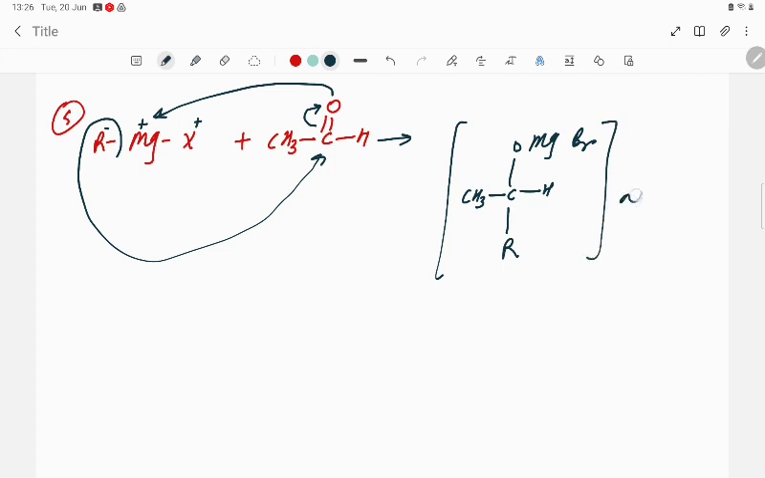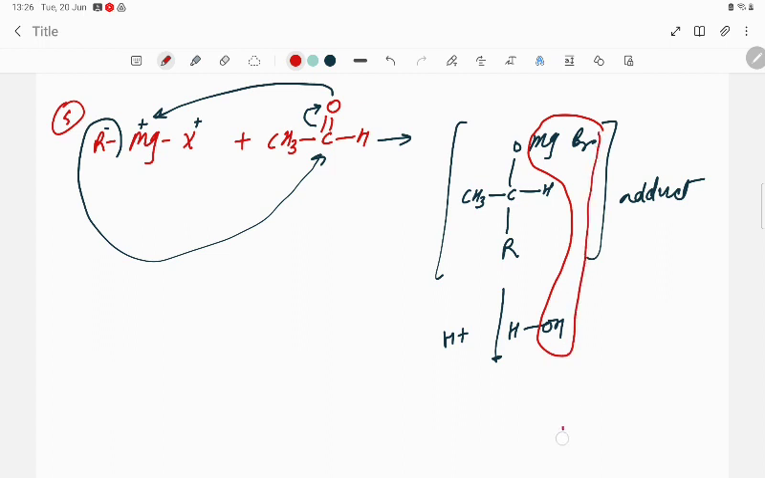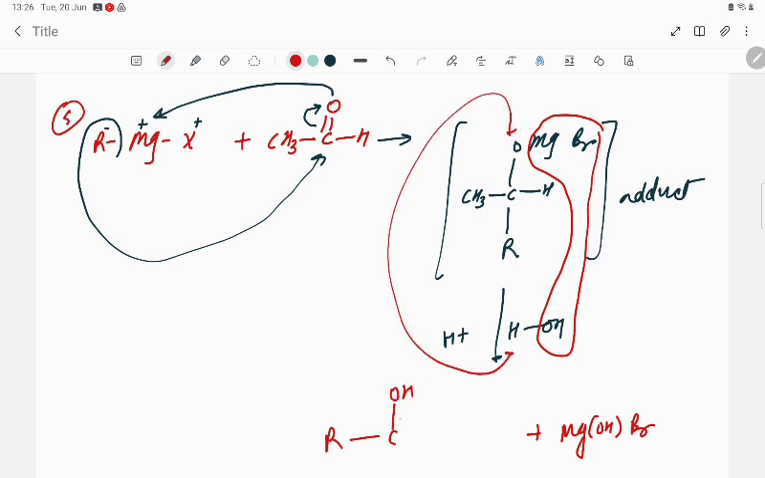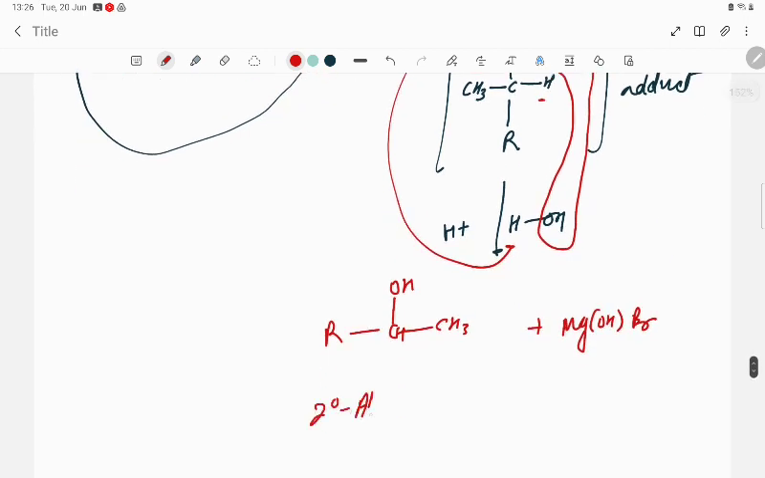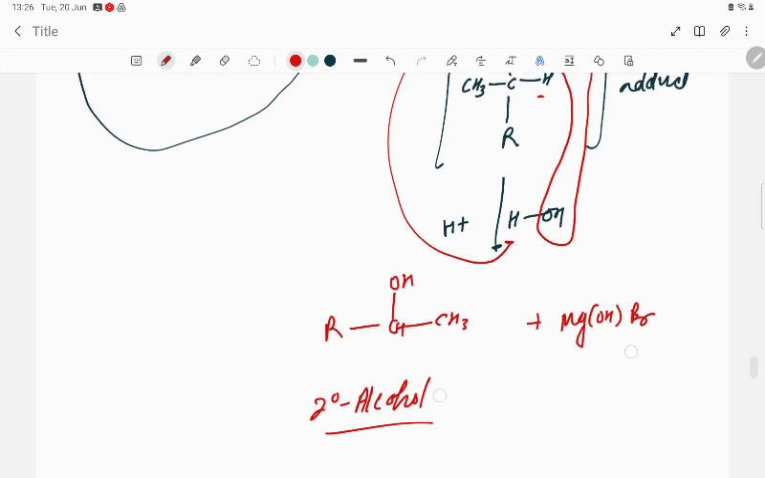This is what is called, dear student, the adduct. Now you send it for acidic hydrolysis, student, this is HOH. So what will happen? This MgOHBr is going to be out here. So it is Mg, this is OH and here is Br. What is left? Here is R, then C, O, and this hydrogen will go to this position. So this becomes the OH, and this side is CH3 and the hydrogen is as it is. So this is the 2 degree alcohol, student. So with acetaldehyde, it is going to give a 2 degree alcohol.